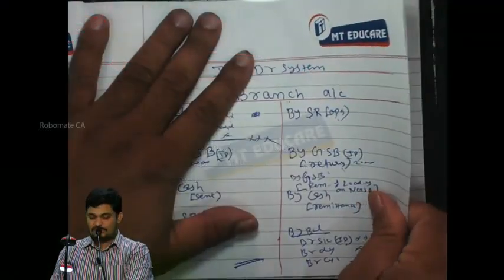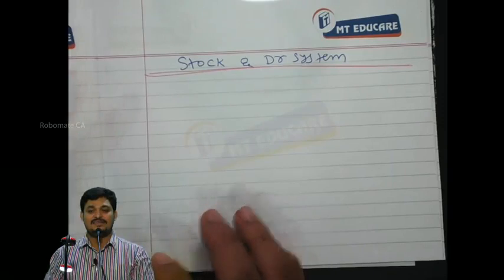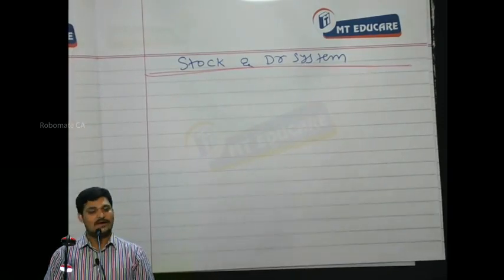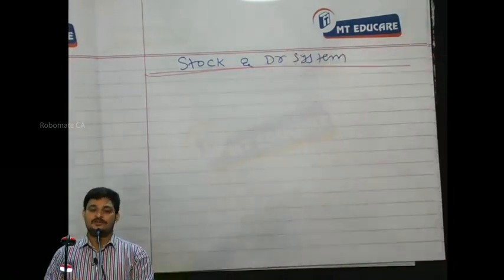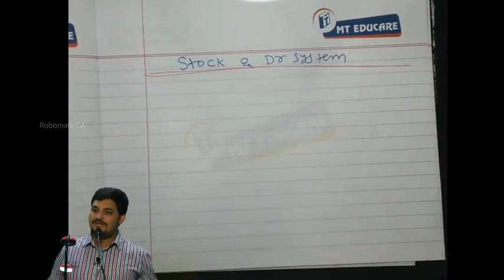Now we would like to learn stock and debtor. First we learn various journal entries relating to the stock and debtor system. Then I will demonstrate the ledger account. Thereafter we will do only one problem, and with that one problem we will be leaving. Understood?